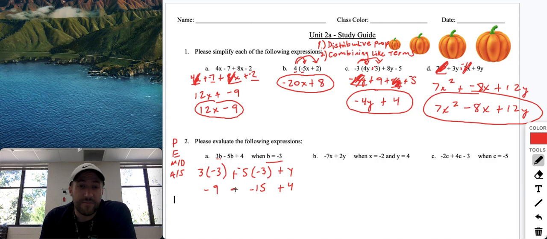Now, a minus and a negative, when those are right together, I always change subtraction to addition and the sign of the following number. So this is really plus positive 15. Either way you did it, I'm going to rewrite it just to make it a little easier to see.